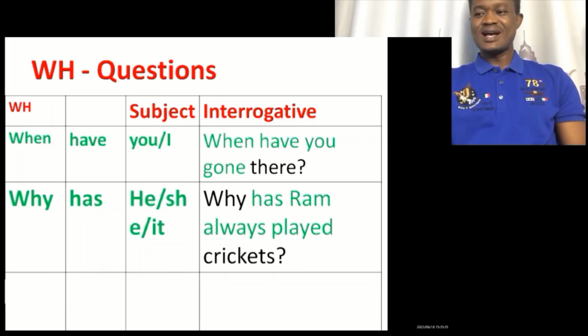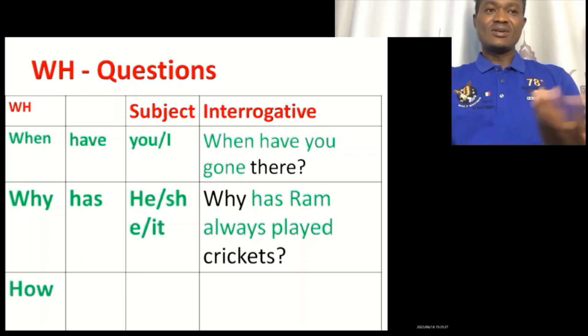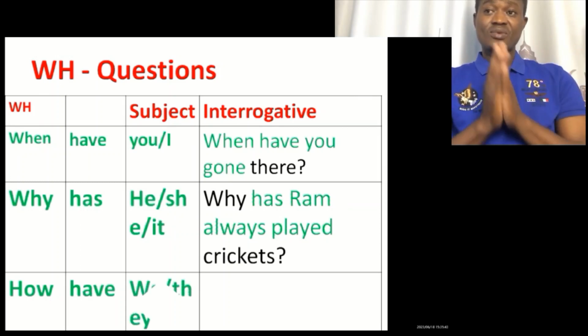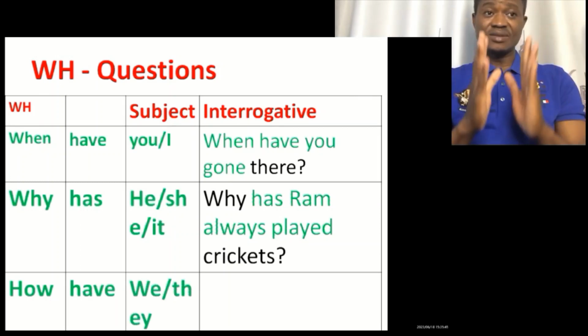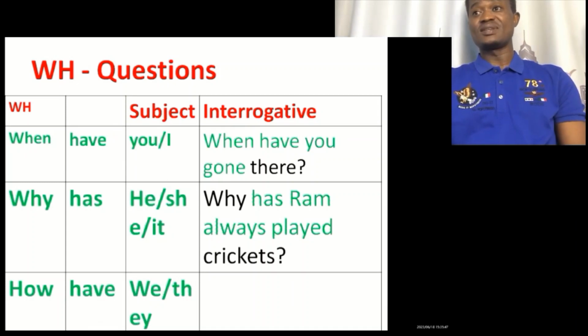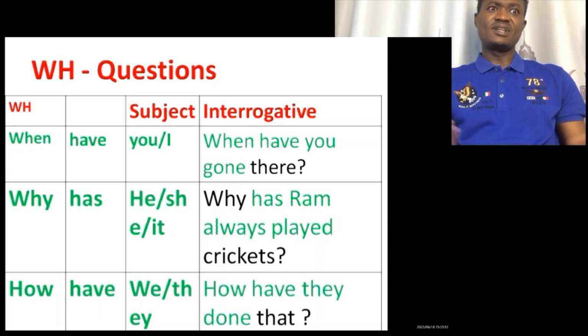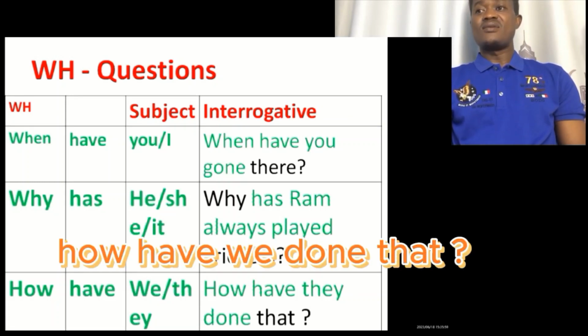All right, guys, let's go. Let's use how. The auxiliary verb is have, and the subject form is we, they. This is the plural form. We use we and they in the plural form when you ask the questions. In interrogative form: how have they done that? We also say, how have we done that?